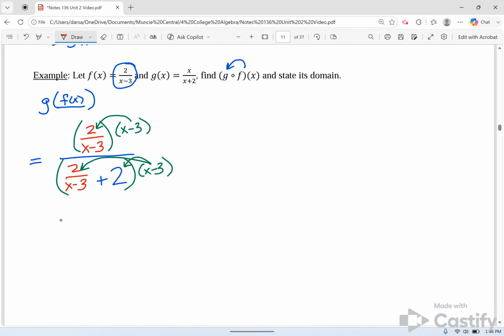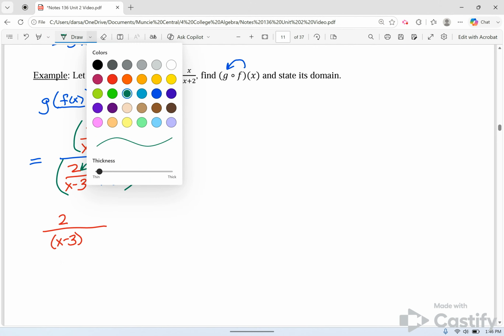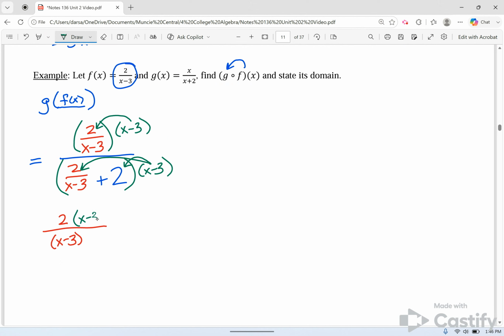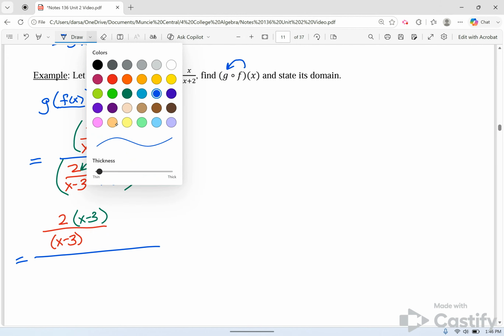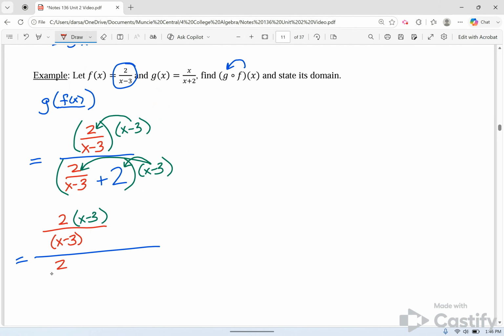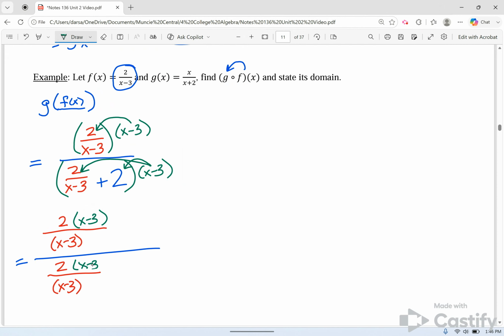So what we end up with is 2 over x minus 3 and an x minus 3 on the top. And then the bottom of our fraction, our big blue fraction, is going to be another 2 over x minus 3, where we have multiplied it by an x minus 3 on the top. And then on the bottom, we still have that big plus 2, which is multiplied by the x minus 3.